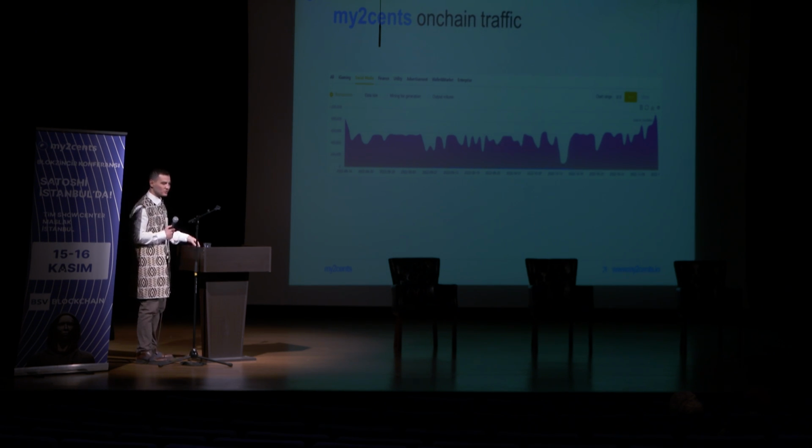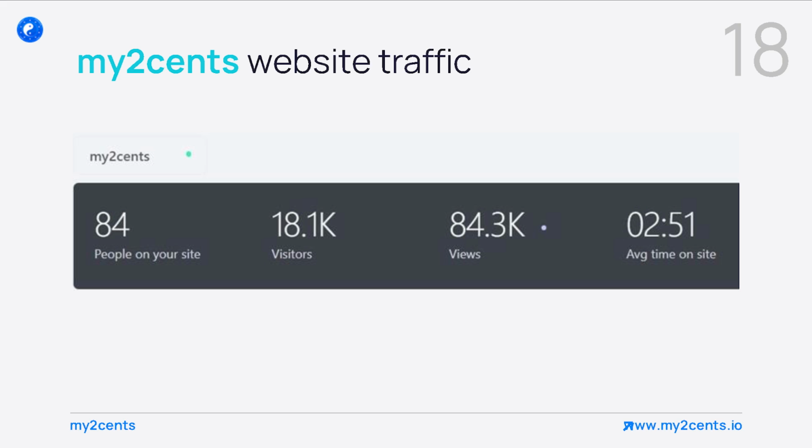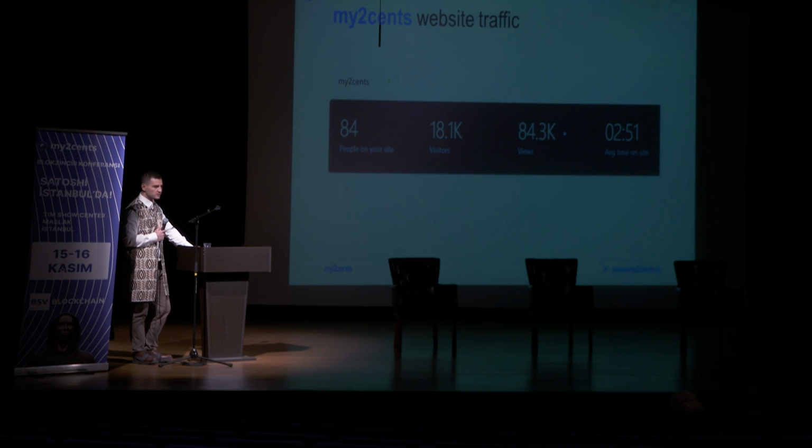This is the comparison of My2Cents with other social media platforms that use Bitcoin SV. As you see, it's almost only one color, purple, and that's My2Cents. The purple one is My2Cents, and if you can see anything else, that's other social media platforms that use the Bitcoin blockchain. In 1 week, more than 84,300 views have occurred on My2Cents. People viewed My2Cents pages more than 84,300 times. The visitor number is the unique visitors in a week.